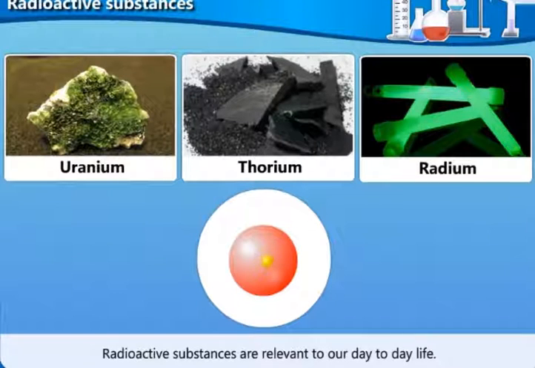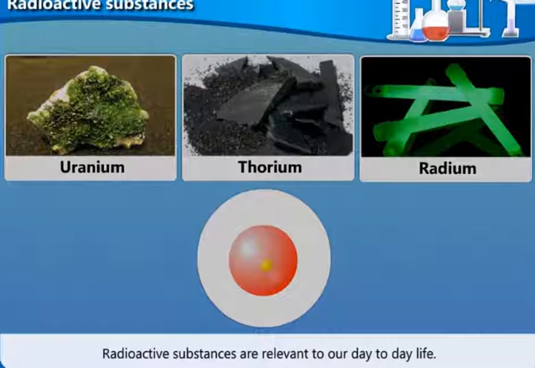Radioactive substances are relevant to our day-to-day life. So why do these elements release radiations? Simply because the nucleus is unstable. It's not stable. It's a restless nucleus. So to become stable, it gives out radiations.